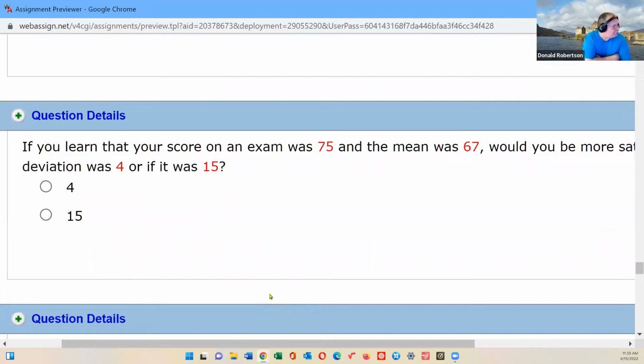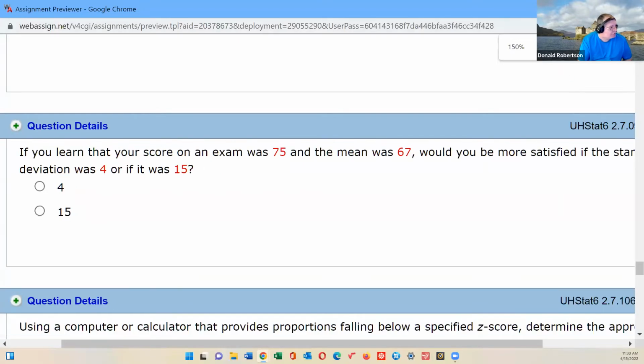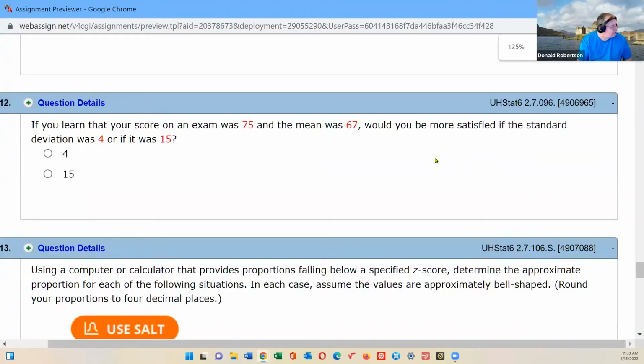If you learn that your score on an exam was 75 and that the mean was 67, right? Okay. Would you be more satisfied if the standard deviation was 4 or if it was 15? What would you like to be true so that you can say, I did good? So you got 75 and the mean was 67, and you want to say, that's a pretty decent score to get in this class. Would you want a standard deviation of 4 or 15?